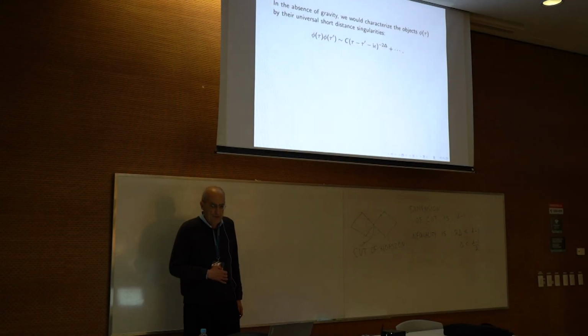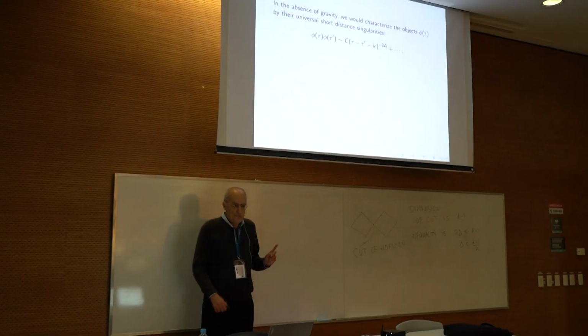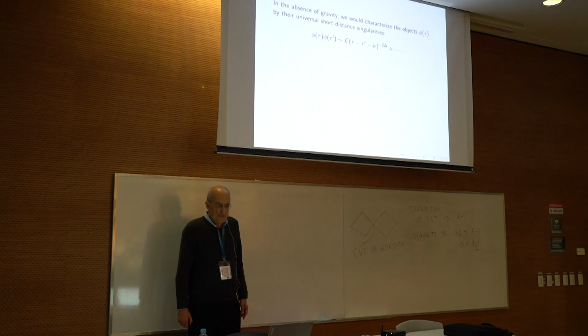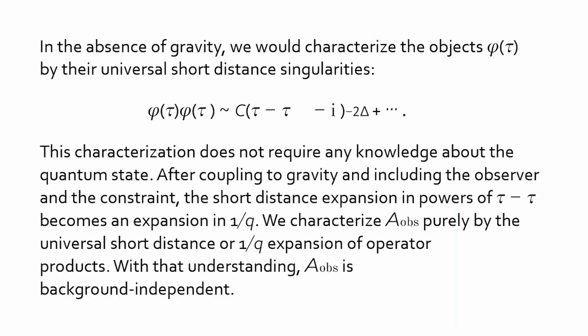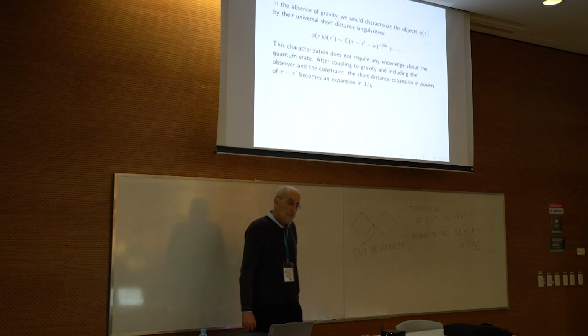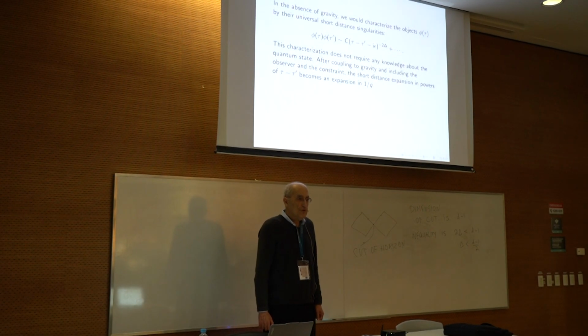In the absence of gravity, we characterize the objects phi of tau by their universal short distance singularities. And that characterization requires no knowledge of the quantum state. After coupling to gravity and including the observer and the constraint, the short distance expansion in powers of tau minus tau prime becomes an expansion in powers of 1 over q. And we characterize the observer algebra purely by this expansion of operator products.